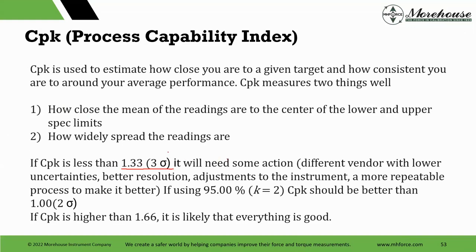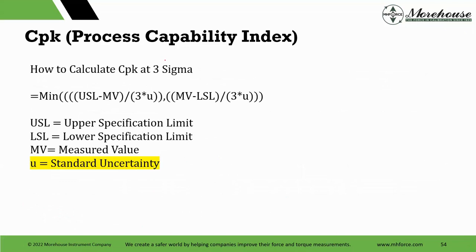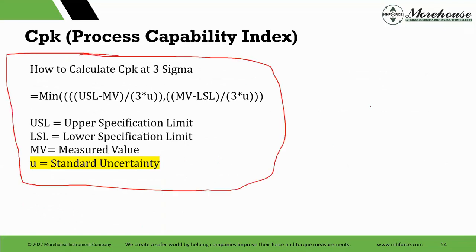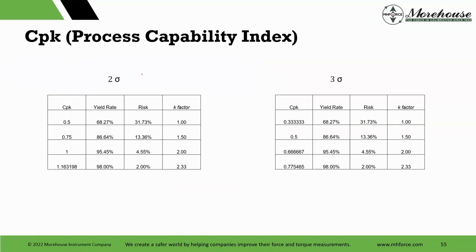That's at 3 sigma. Action could be a different vendor with lower uncertainties, better resolution, adjustments to the instrument, or a more repeatable process to make it better. If using 95%, CPK should be better than 1.0, and that's 2 sigma. If the CPK is higher than 1.66, it's likely everything is good. For the slide deck, here's how you calculate it, and here's how you use it in Excel if you want to use this tool. Very, very powerful. You can go back and reference it. But I wanted to show the table.